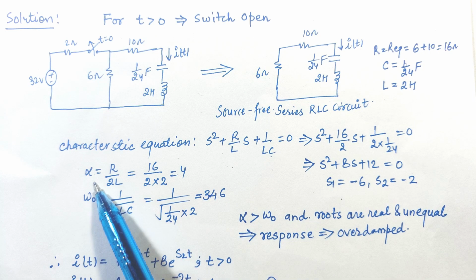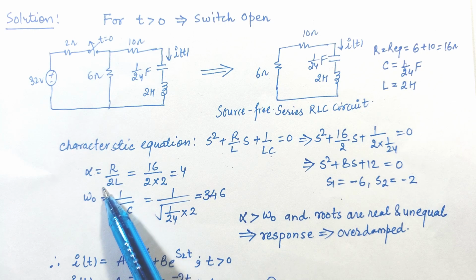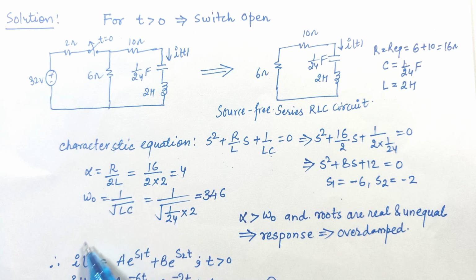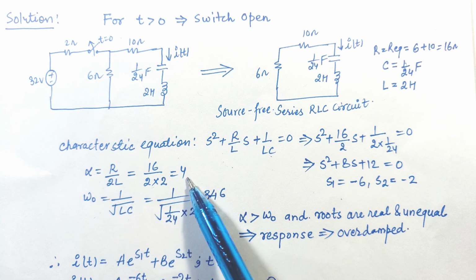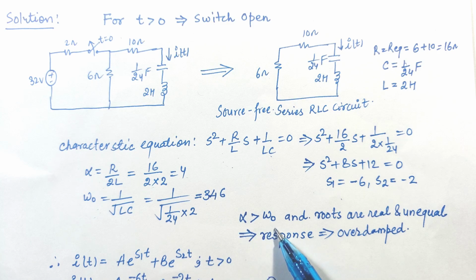If we calculate the values of alpha and omega naught, then alpha can be written as R/2L for a series RLC circuit, and omega naught can be written as 1/√(LC). These values will be alpha = 4 and omega naught = 3.46. Here alpha is greater than omega naught and its roots are unequal and real, so its response will be overdamped. As we have seen in our steps of solution of series RLC circuit, if the system is overdamped, then i(t) can be written as A e^(s1 t) + B e^(s2 t) for t > 0 seconds.